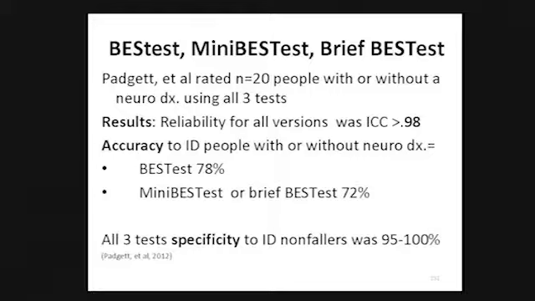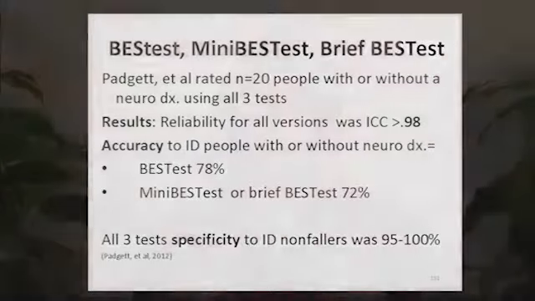And they said, well, how do you decide? Can I get away with doing a Mini-BESTest or Brief-BESTest, or do I have to do the full BESTest? Well, they rated people with and without neurological diagnoses and said, hey, the accuracy to identify people with or without a neurological diagnosis: 78% for the BESTest, the full one. 72% for the Mini or the Brief. So hey, 6 points difference, I'm doing the quick test. And the specificity to identify non-fallers in all three was 95 to 100%. That's huge. So why would you bother spending the time?